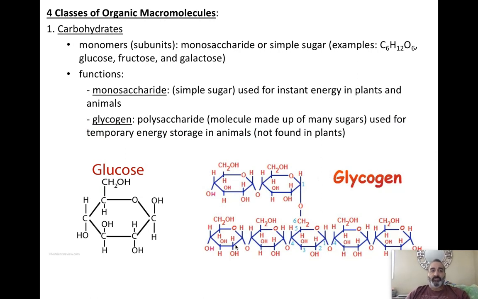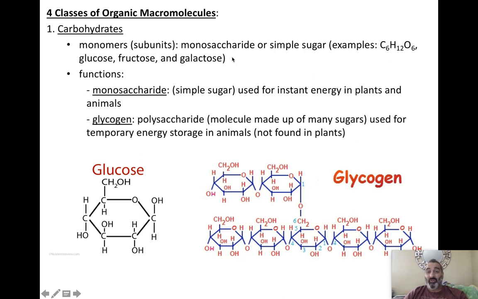Carbohydrates. Now, this is the first major organic macromolecule. Macro means big molecules. Most of us know carbohydrates as sugars, basically. So, what are the building blocks or the subunits or the monomers of carbohydrates?